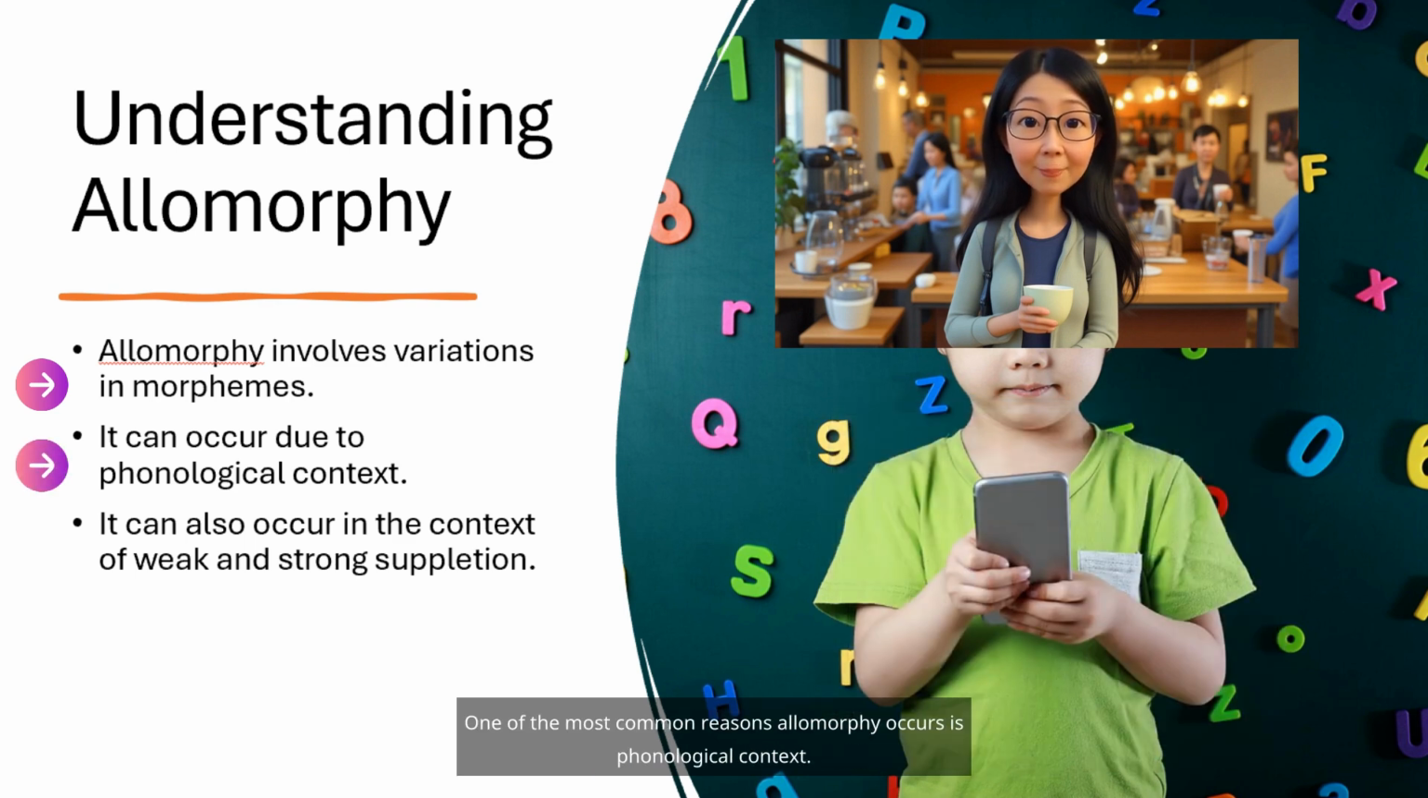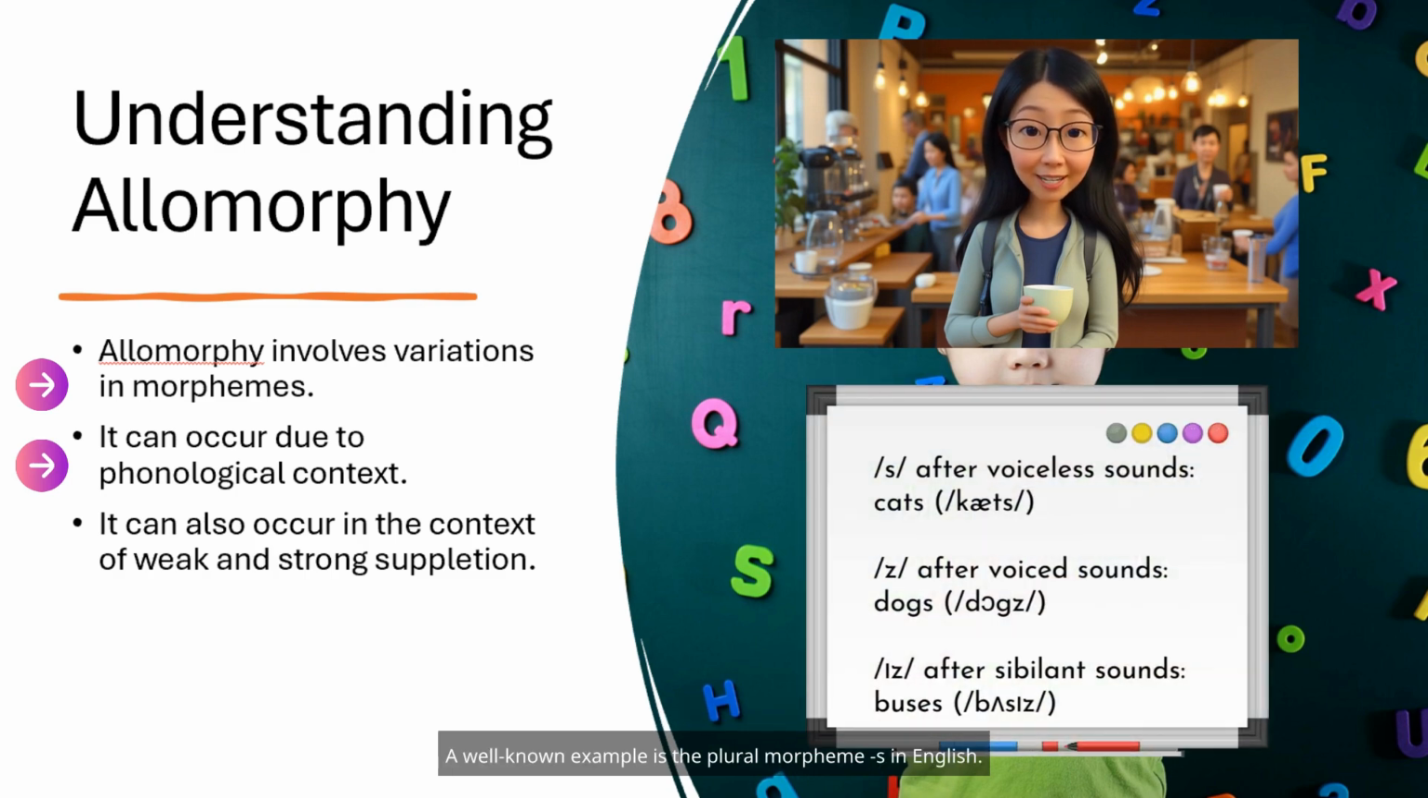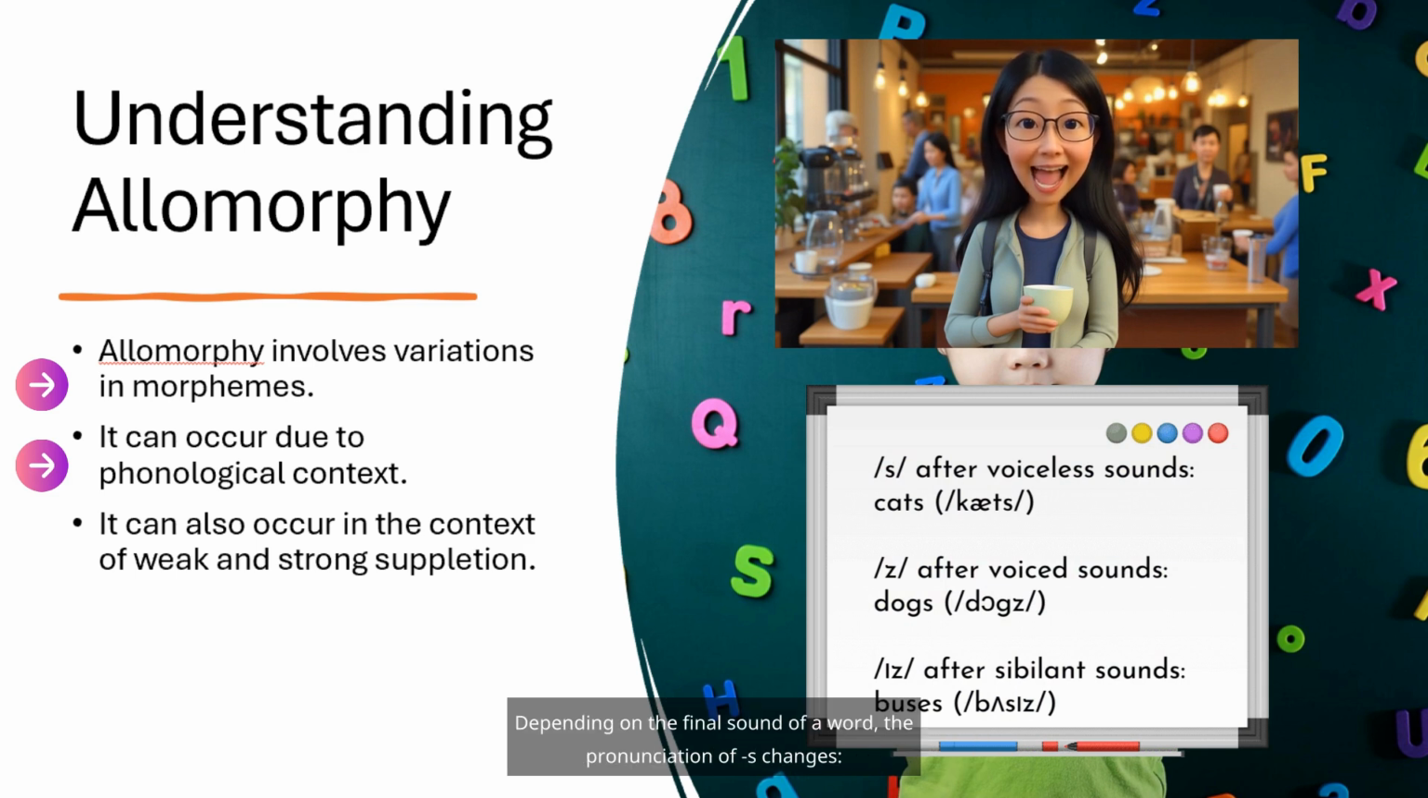One of the most common reasons allomorphy occurs is phonological context. A well-known example is the plural morpheme, s, in English. Depending on the final sound of a word, the pronunciation of s changes. It's /s/ after voiceless sounds, cats. It's /z/ after voiced sounds, dogs. It's /ɪz/ after sibilant sounds, buses.